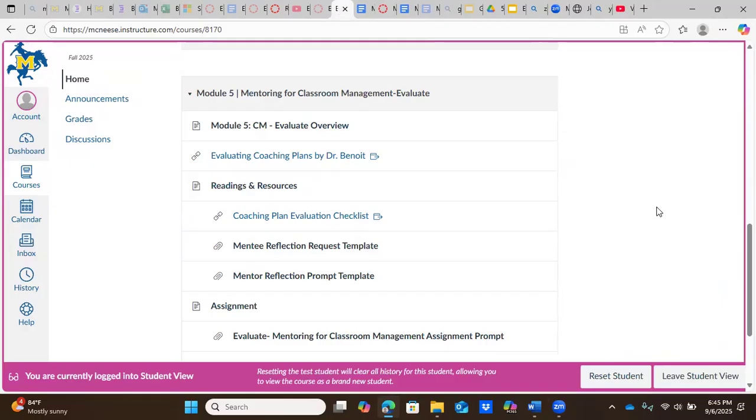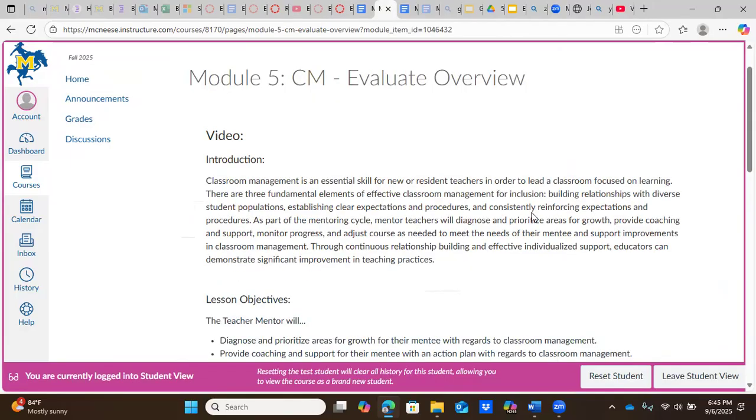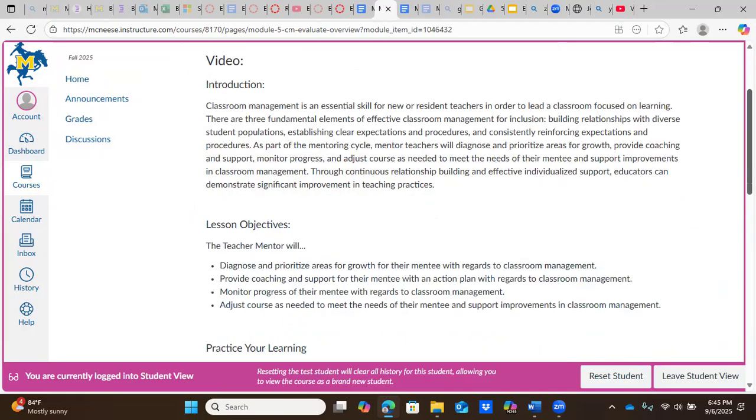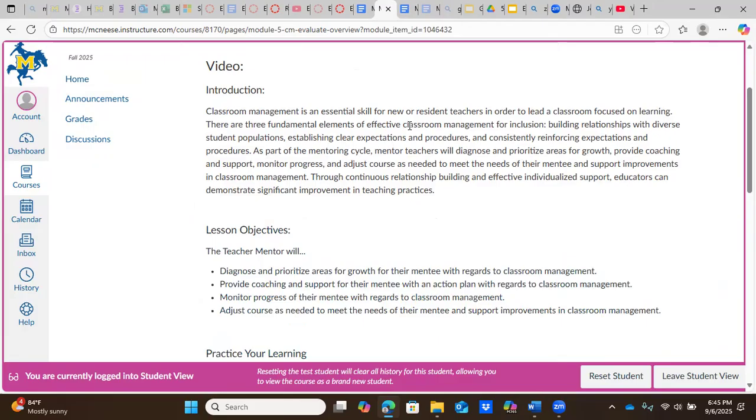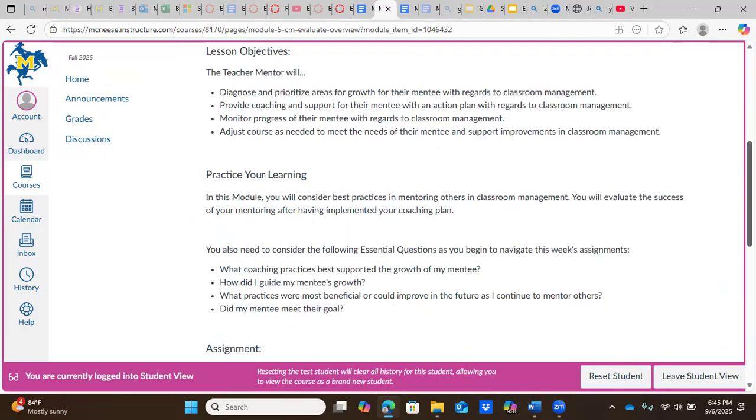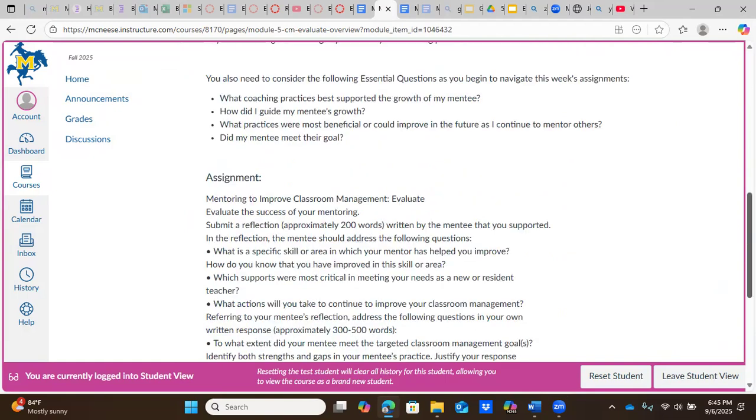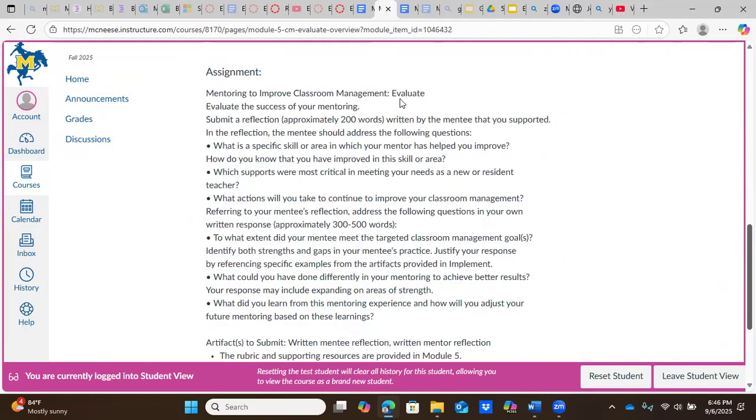So when we go back here, we can see I just hit the drop down. And I'm in this overview section right here of Module 5. We're going to calibrate once more. The video that I'm making right now is going to be pasted right up here. And then we have calibrated with this introduction and these objectives several times. So I'm going to just go ahead and scroll down to what the actual assignment is for this one.